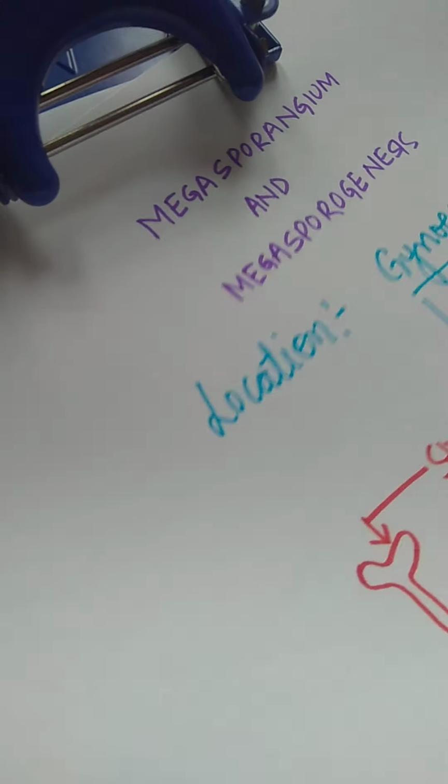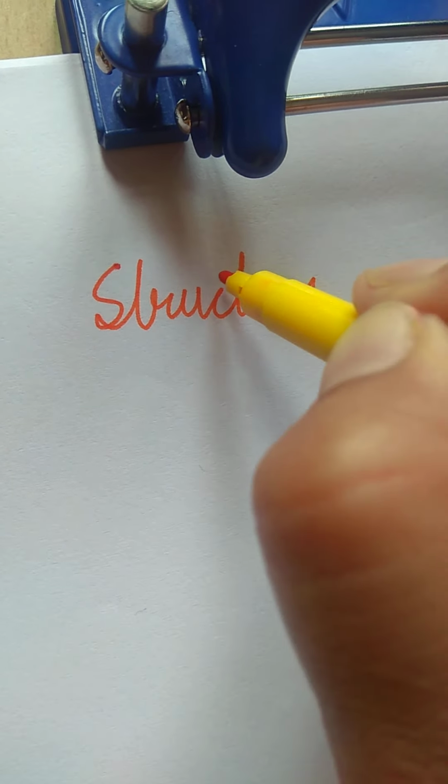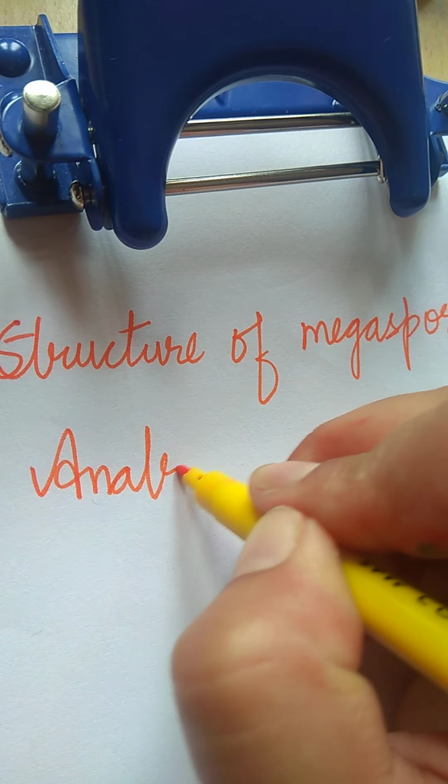Next we come to the structure of megasporangium, or you can say ovule. So here we will discuss the structure of an anatropous ovule.